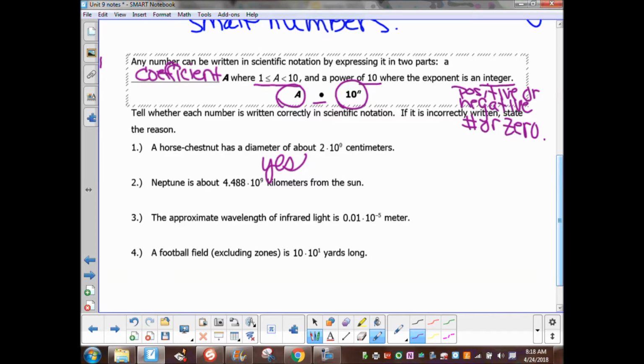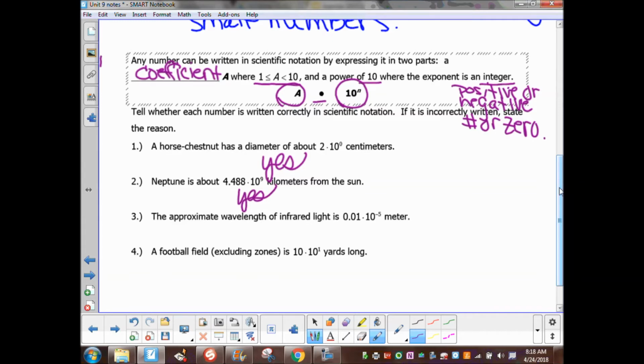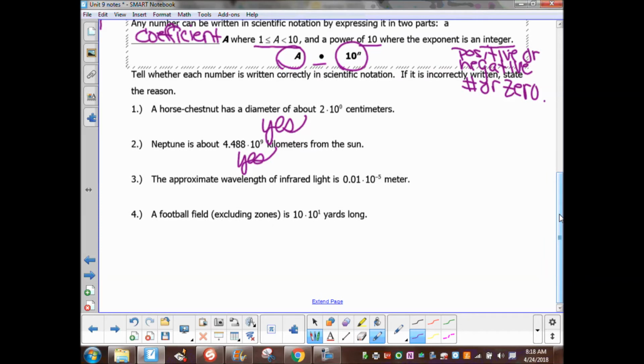Number 3: the approximate wavelength of infrared light is 0.01 times 10 to the negative 5. Why are you saying no so quickly? It's below 1. That coefficient does not fall in that range. No, because 0.01 is below 1.